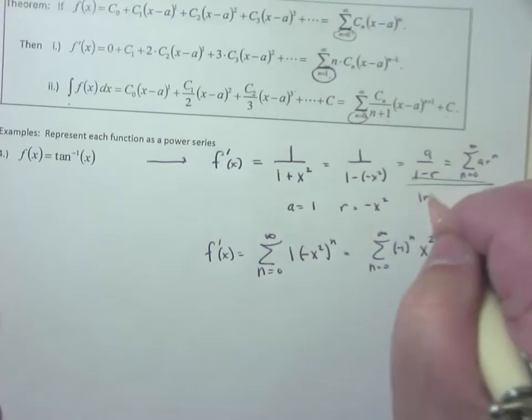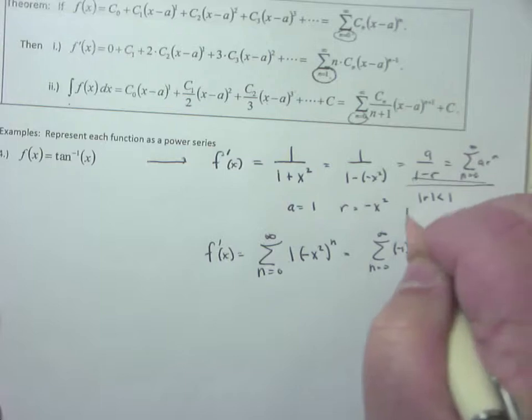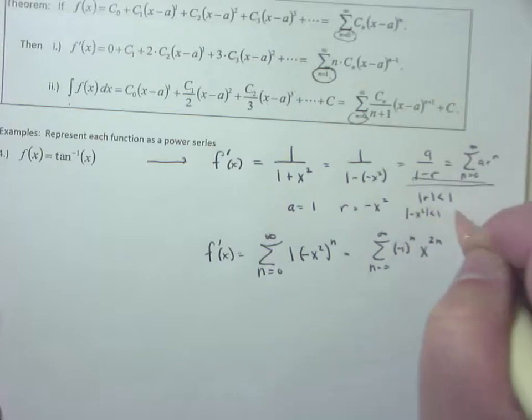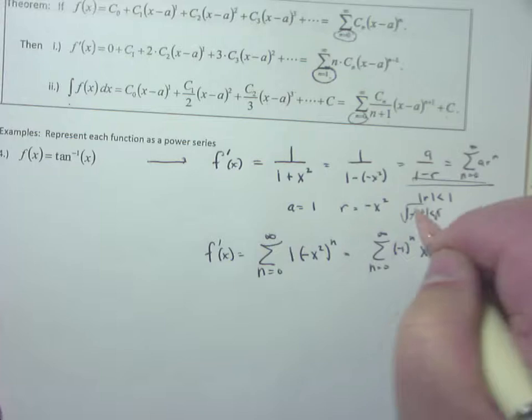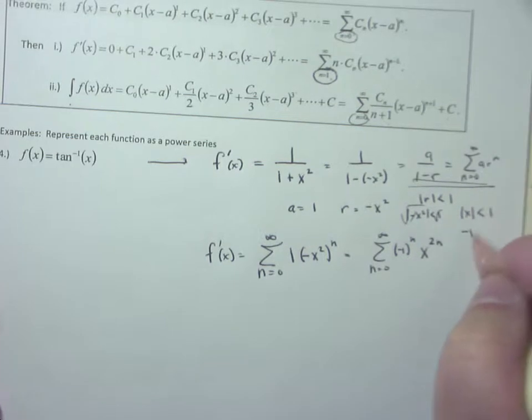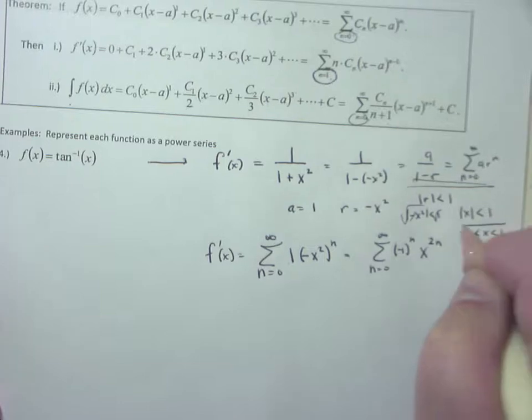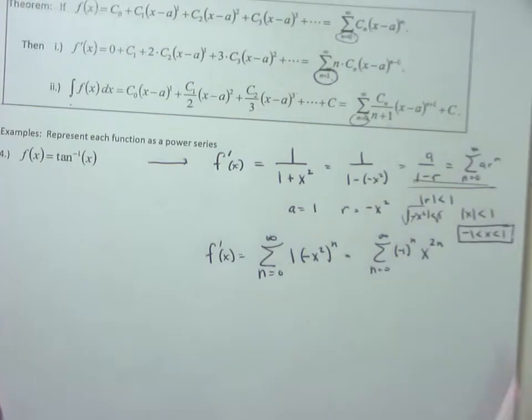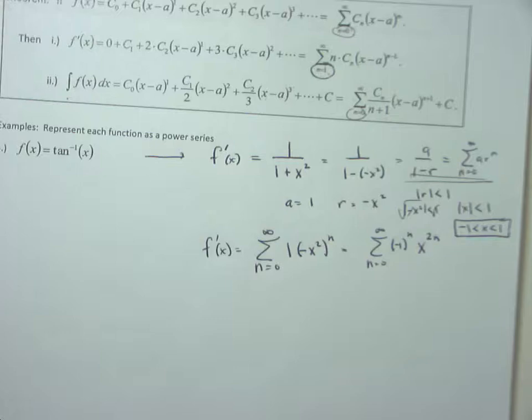And here's the deal. Also, remember, the absolute value of r had to be less than 1, which means the absolute value of negative x squared had to be less than 1. Take the square root of that. The absolute value of negative goes away. So the absolute value of x is less than 1, which means negative 1 is less than x, which is less than 1. This is your interval of convergence for this one, between negative 1 and 1. Same stuff we were doing before.